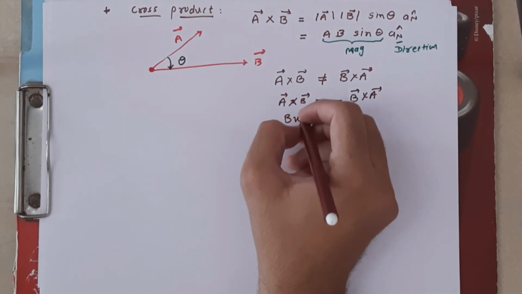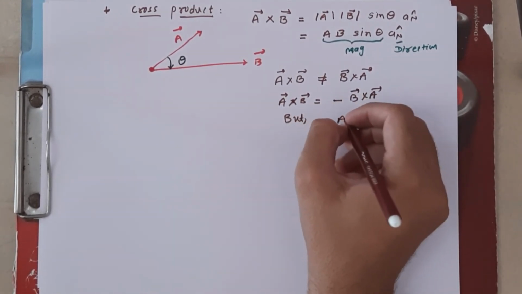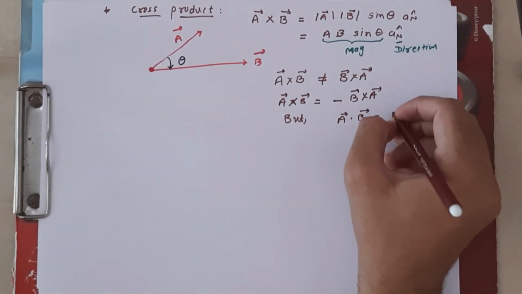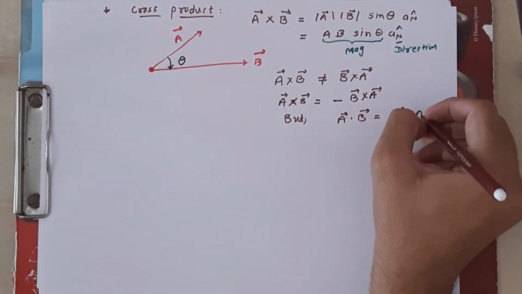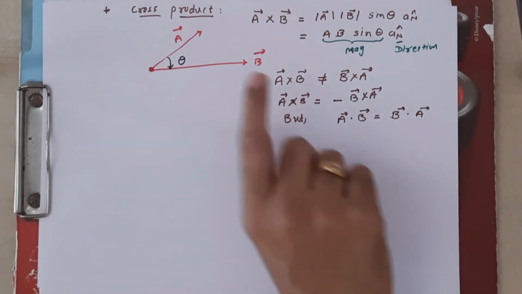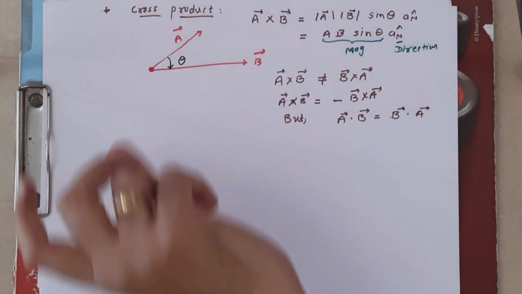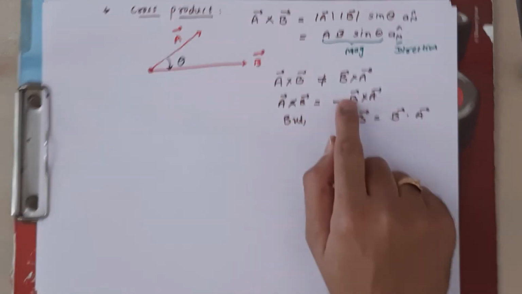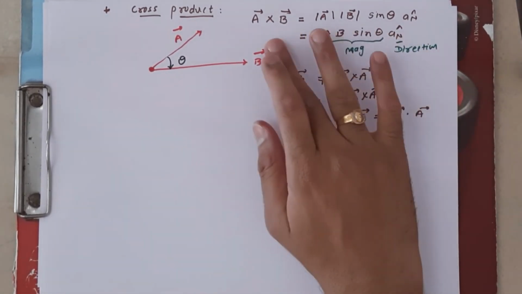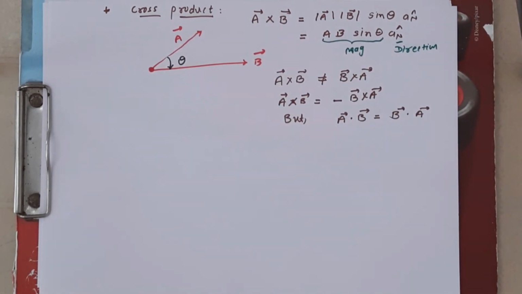But what about the dot product? A vector dot b is equal to b vector dot a. So for the dot product, it doesn't matter whether it is a dot b or b dot a, but for the cross product, it matters. Either it is a cross b or it is b cross a. Just the direction is changed, the magnitude remains the same. So it is a cross product between two vector quantities.